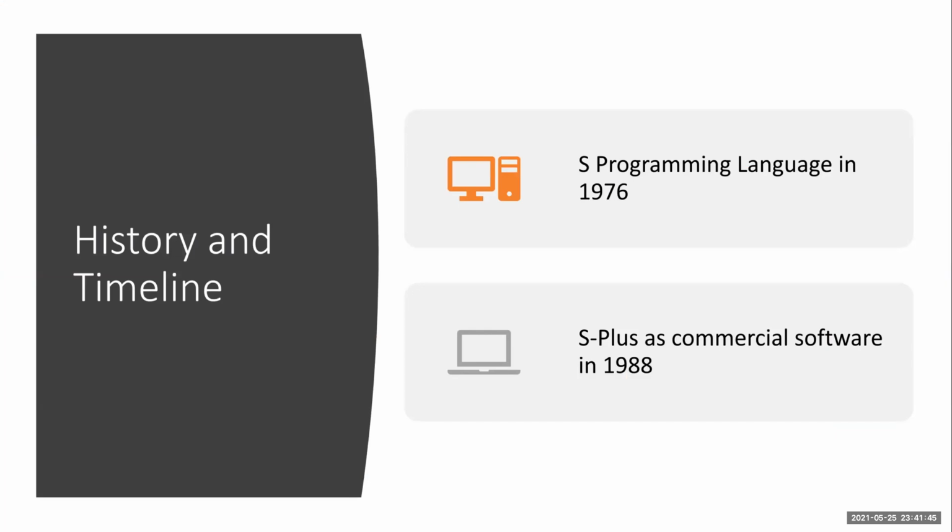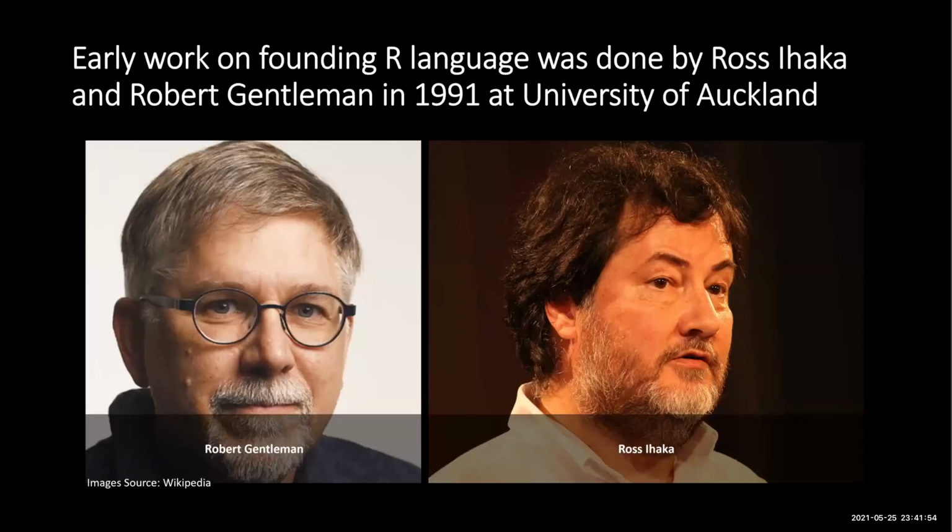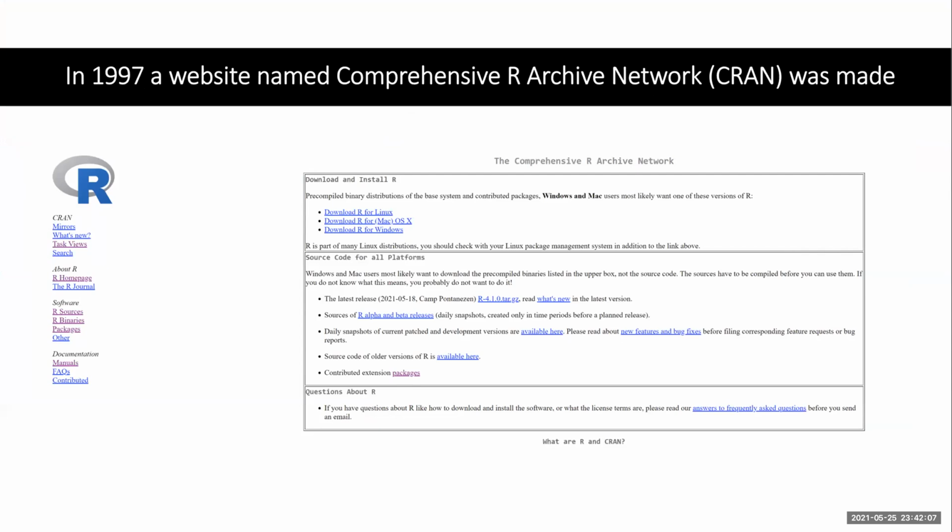R is based on S programming language that was formulated in 1976. S Plus was available as a commercial software in 1988. In 1991, Robert Gentleman and Ross Ihaka did some early work on coming up with R language. Both of them worked at University of Auckland. In 1997, a website named Comprehensive R Archive Network, which is called CRAN in short, was made, and it resulted in streamlining different resources related to R. It enables access to different resources related to R, including different related packages and other relevant information. At this point, R was still in its beta version.